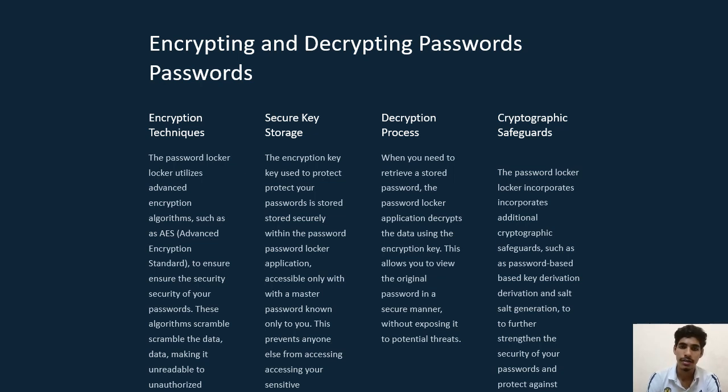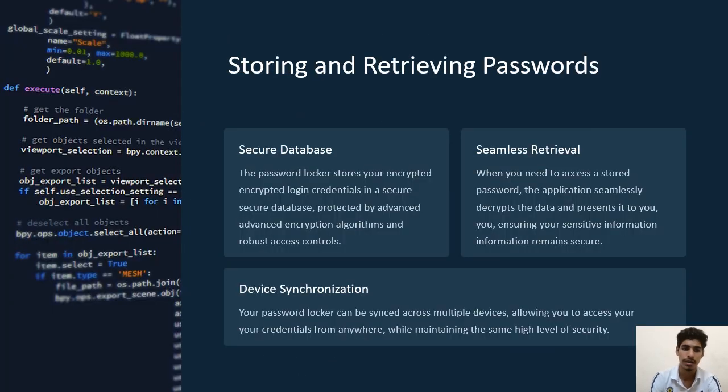There is also a security key, or we can say a secure key, that a password gives for one-time use or for longer time use, so that it can also be opened with this, but it is stored in the cloud storage, and it can only be viewed or opened by the master password, which is set by you only. Decryption process. When you need to retrieve a stored password, the password locker application decrypts the data using the encryption key, which allows you to view the original password in a secure manner. Then cryptographic safeguards. Password locker incorporates additional cryptographic safeguards such as password-based key derivation to further strengthen the security of your password and protect it.